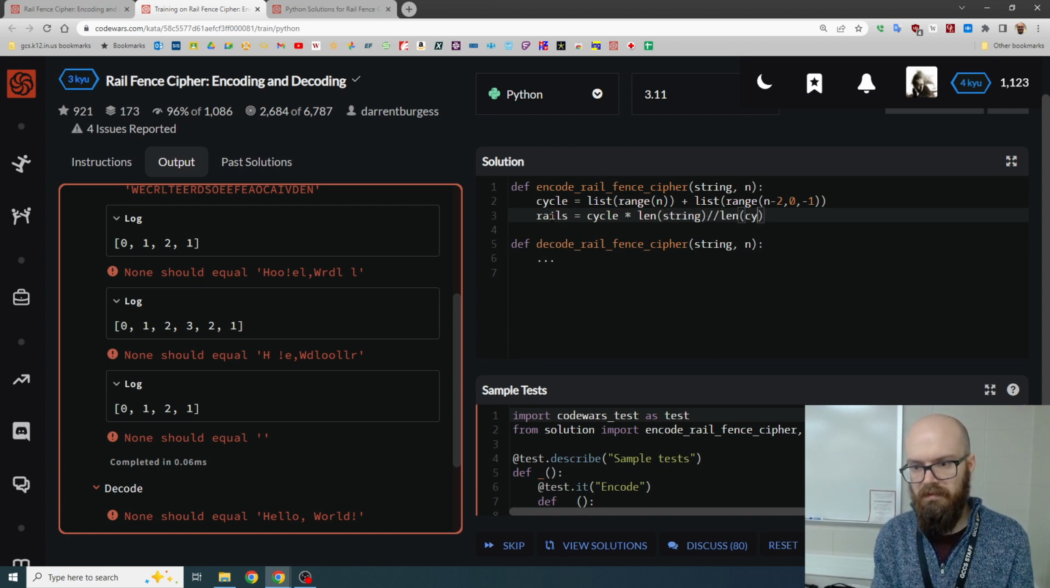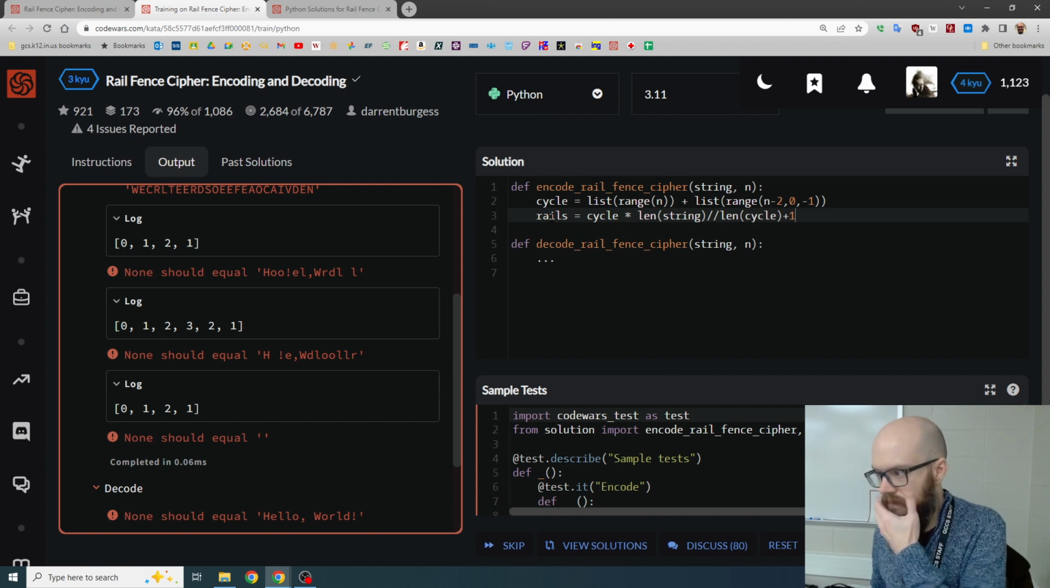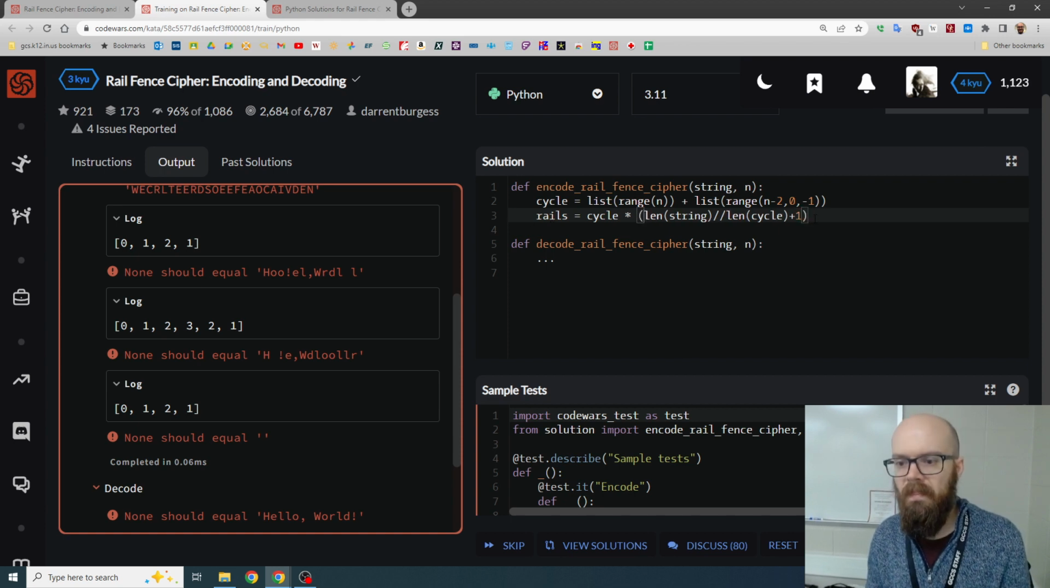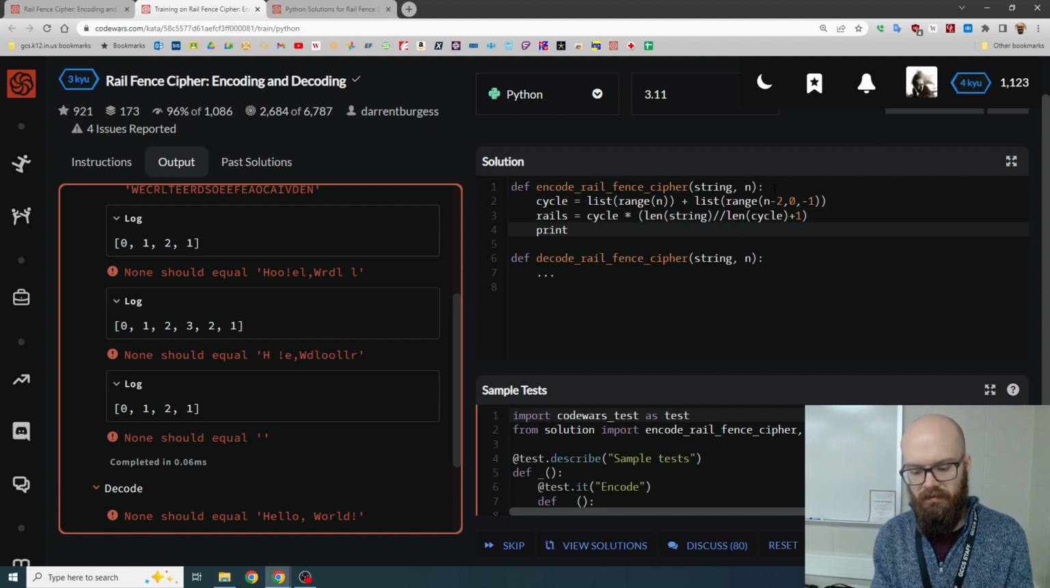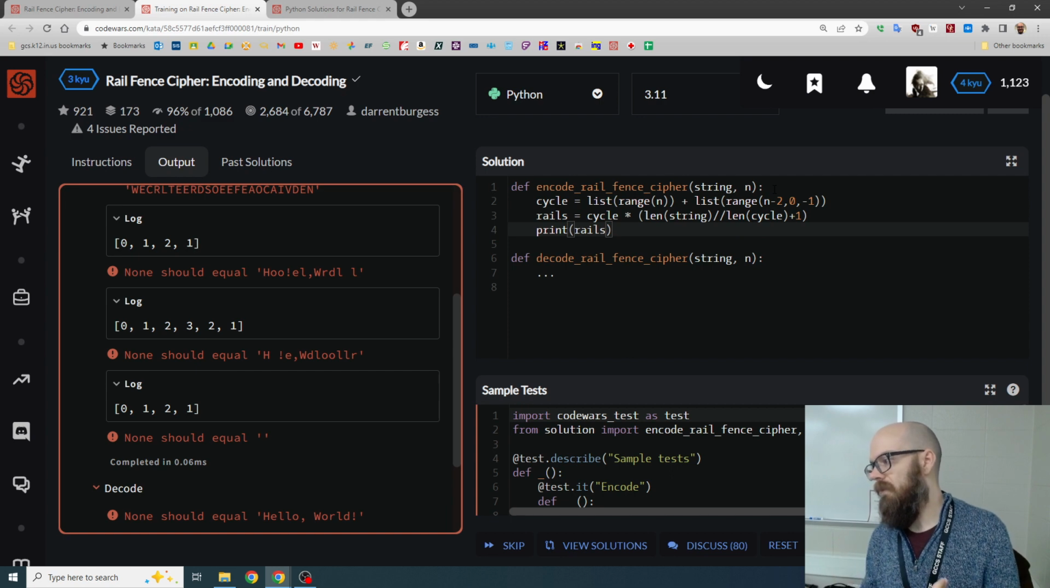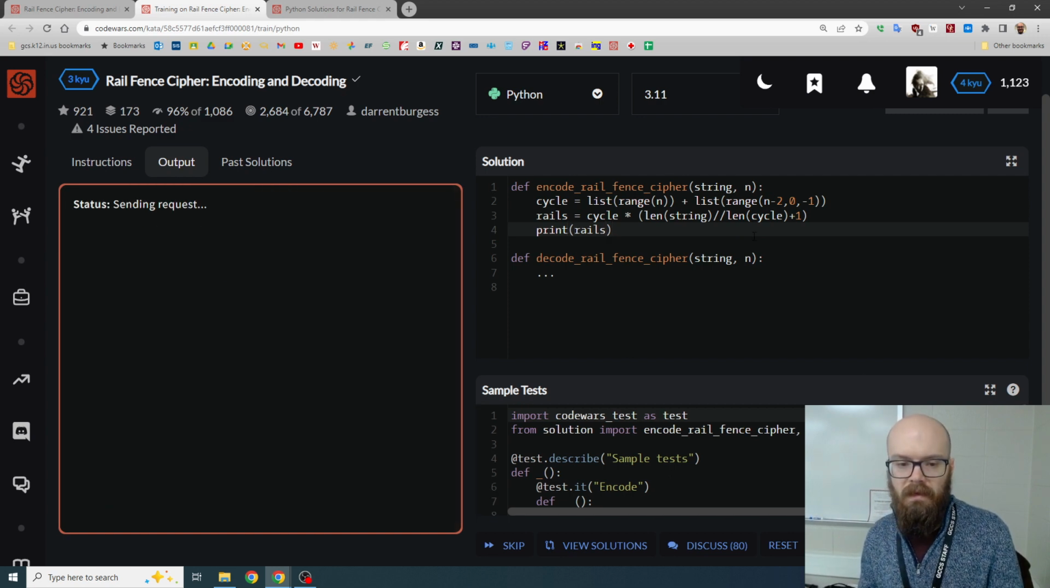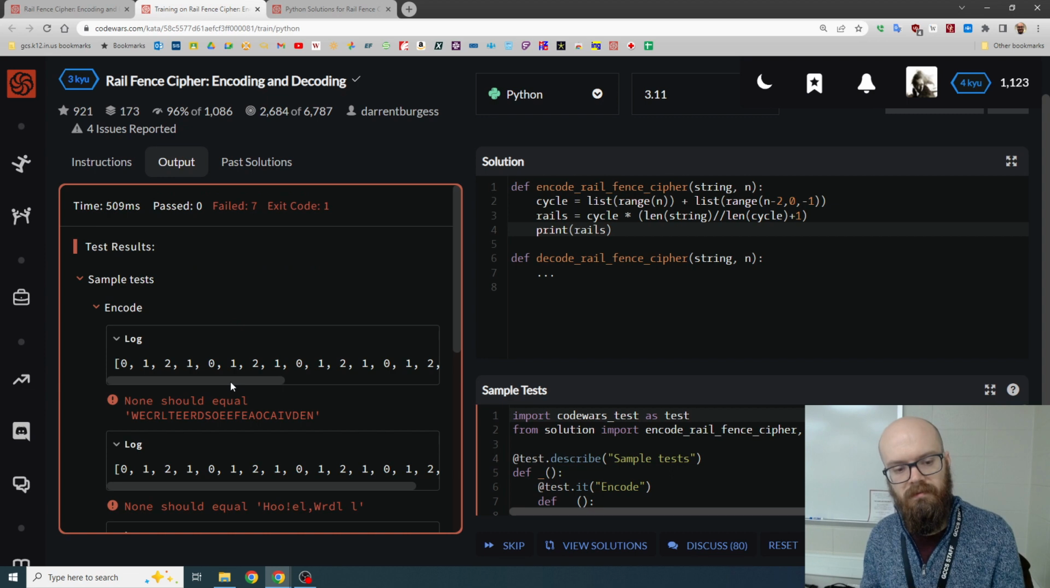over len of cycle, and then just in case, I think we should throw in a +1 because that integer division might round us down. You never know. We'll see what happens. And I think I need some parentheses right here. Again, I'll print rails to show what's going on, and check for errors. So this is like 0, 1, 2, 1, 0, 0, 1, 2. Seems about right. I think we can move on.